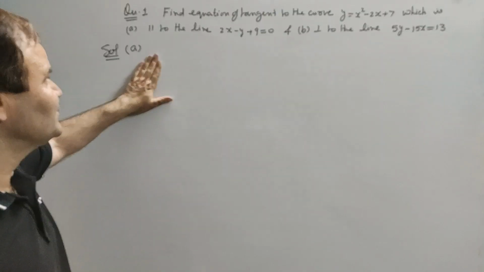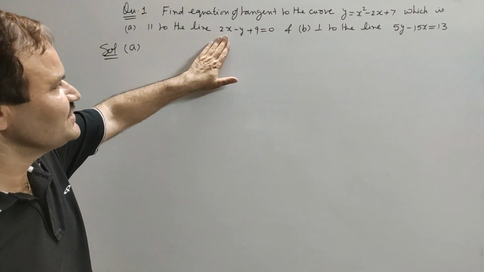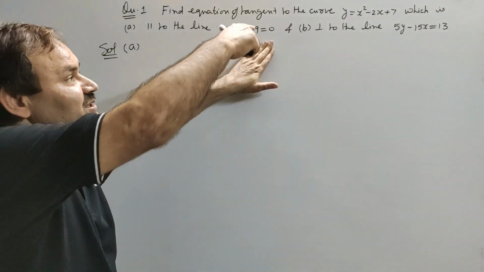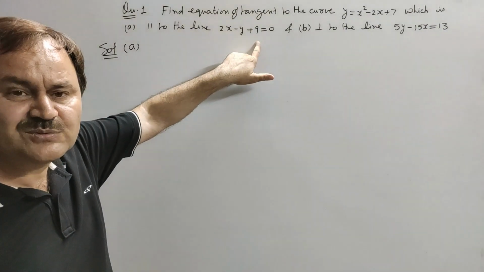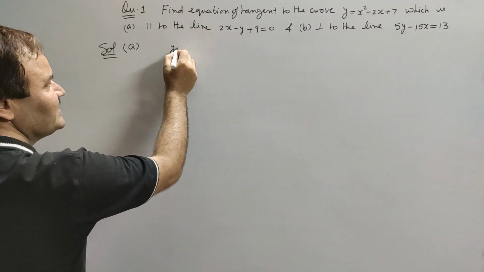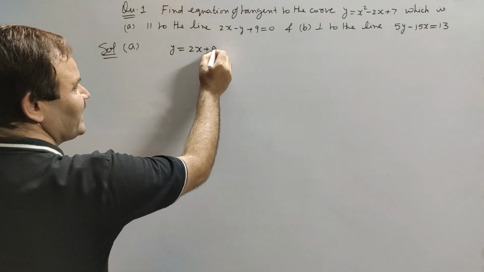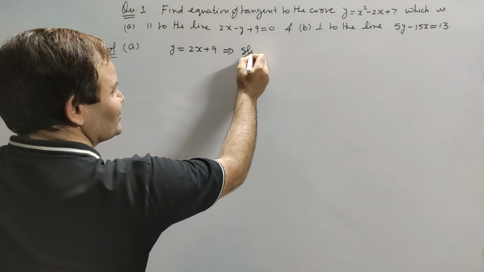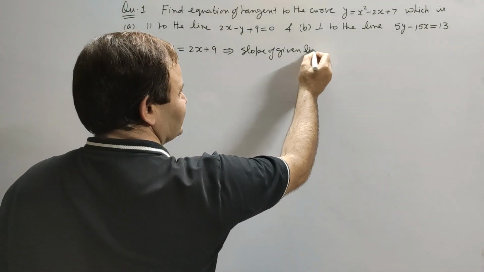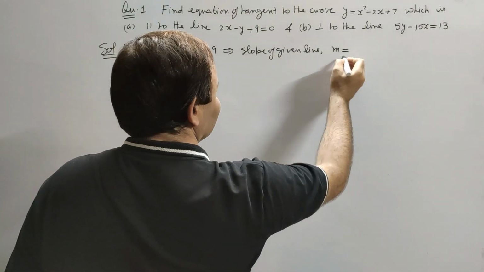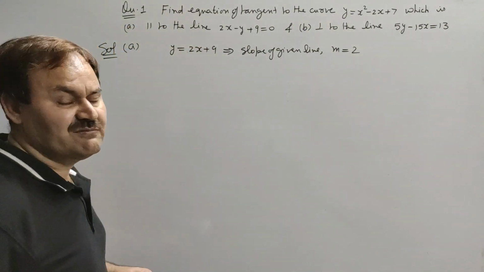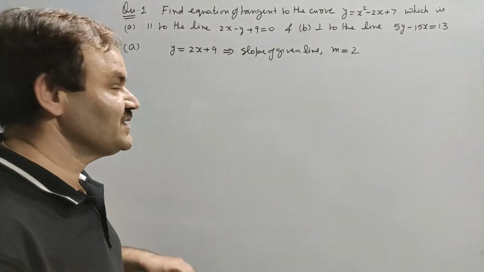In part A of the question, the given line is 2x minus y plus 9 equal to 0, and tangent to the curve is parallel to this line. So the given line can be written as y is equal to 2x plus 9, and this implies slope of given line m is equal to 2, because it is in the form of y is equal to mx plus c.